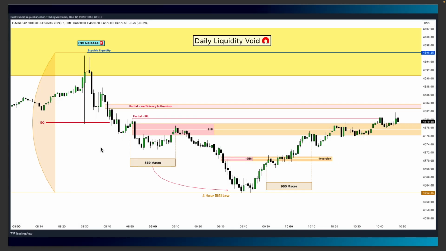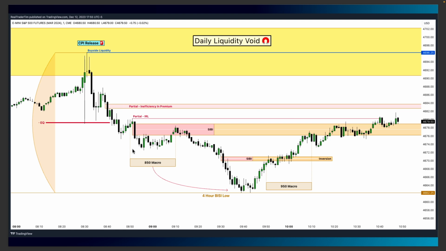So now we are down to the 1-minute chart. I'm going to walk everyone through this order flow here and how we can see time and price working beautifully today. So first of all, we have the CPI release up here at 8:30 a.m. New York time. Do we completely fill out that daily liquidity void? No. We come up to consequent encroachment and then sell off.